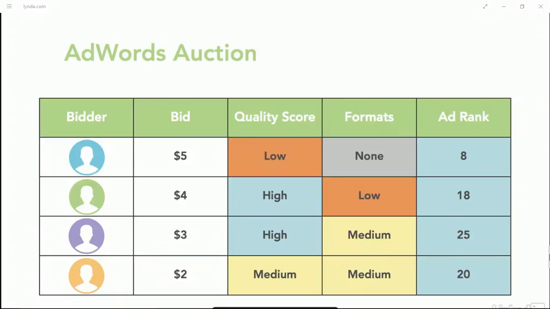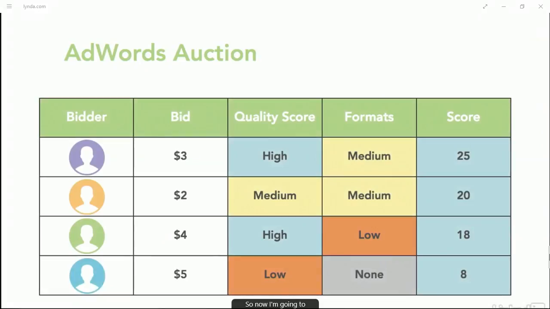Now, Google's going to spit out a score. So let's say it looks something like this. The first advertiser gets a rank of 8, the next 18, then 25, and 20. Now, if your rank is too low, you actually won't appear at all. So in our example, even the highest bidder at $5 with a rank of 8, that's probably too low to even have their advertisement display.